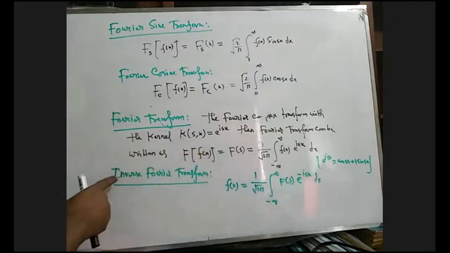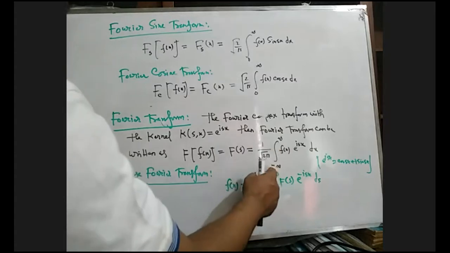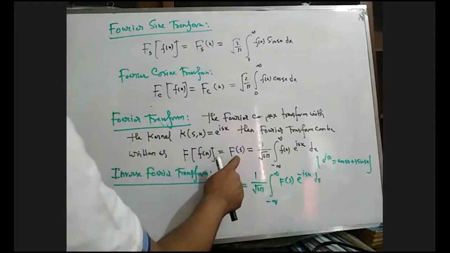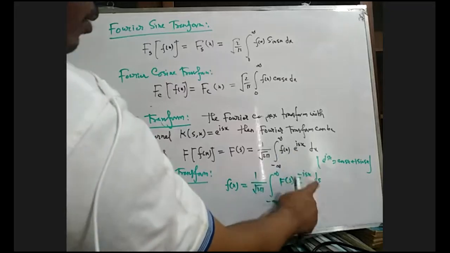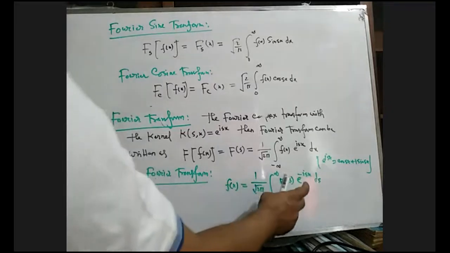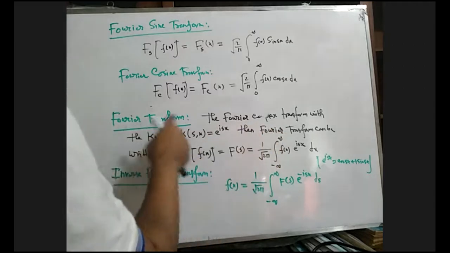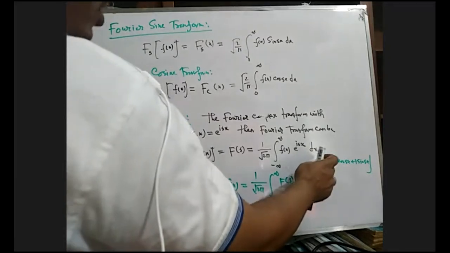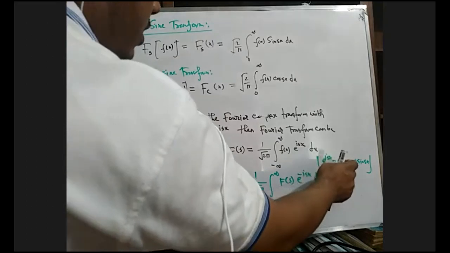But if we want to find the inverse Fourier transform, f of x equals 1 by root over twice pi, with limits minus infinity to plus infinity, of F of s times e to the power minus isx, with respect to s. Here s becomes the independent variable, while in the Fourier transform x is the independent variable, because we must know the exponential form of a complex number: e to the power isx equals cos sx plus i sin sx.